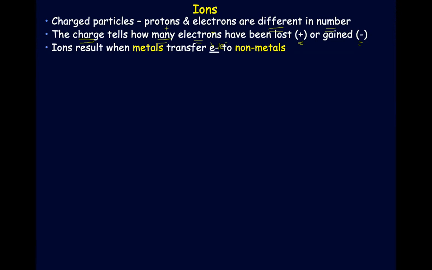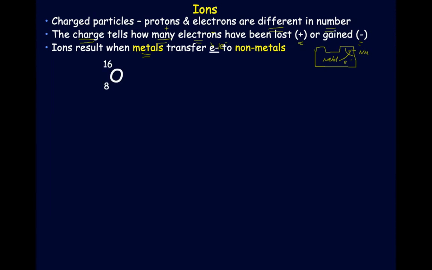Now, how do you get an ion? Ions result when metal atoms transfer their electrons to nonmetals, or you have polyatomic ions. So for example, in your little periodic table here, you're going to have your metals, mostly here, and your nonmetals are on top here. And when metals give their electrons to nonmetals is when you gain these and lose these electrons, and you result in ions.